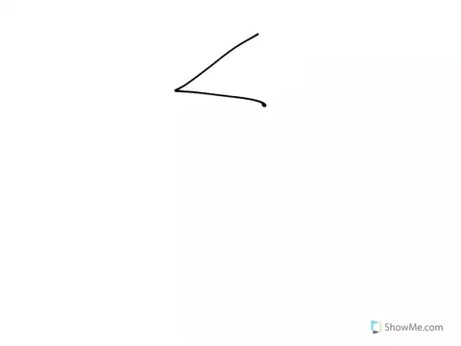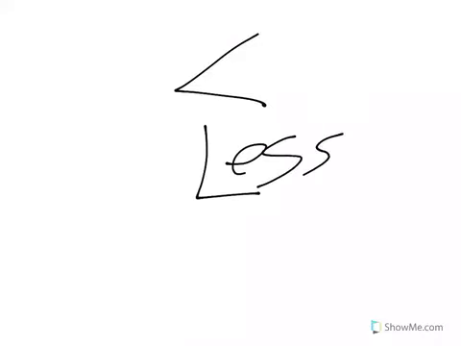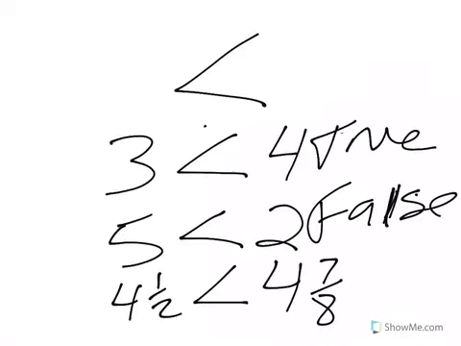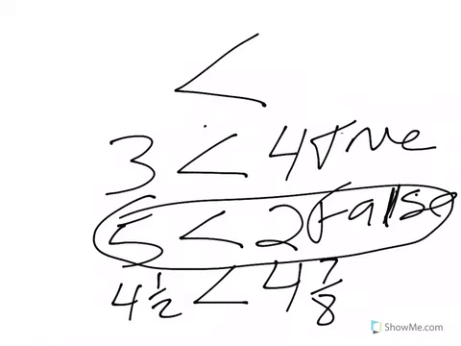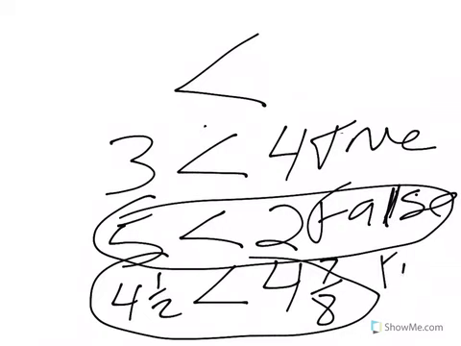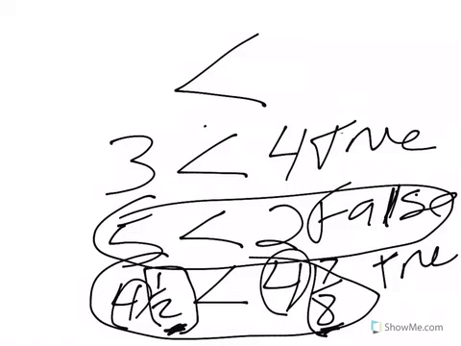Okay, this is the less than symbol. A lot of people, including myself, kind of remember that by saying it almost looks like an L for less than, right? It's kind of an easy way to remember that. But anyway, 5 is less than 2. That is false. It's not true. 4.5 is less than 4 and 7/8. That is true, right? The 4s are the same, but then 1/2 is smaller than 7/8. 1/2 is half of 1. 7/8 is almost a whole number, a whole 1, right?